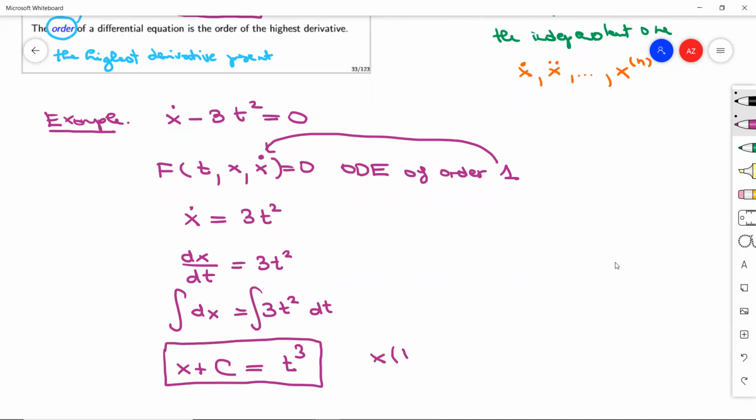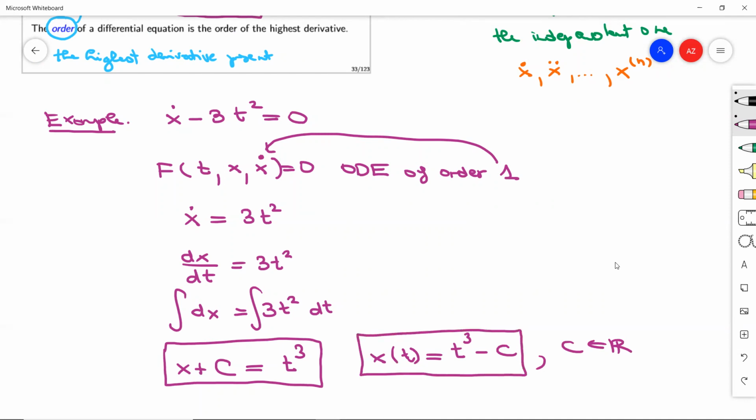So x of t. What does it mean to solve the differential equation? This means that we have to determine the dependent variable with respect to the independent one. Here the dependent variable was x, and we solved this equation. So x of t is t cubed minus c for some constant c. So we were able to solve this differential equation.